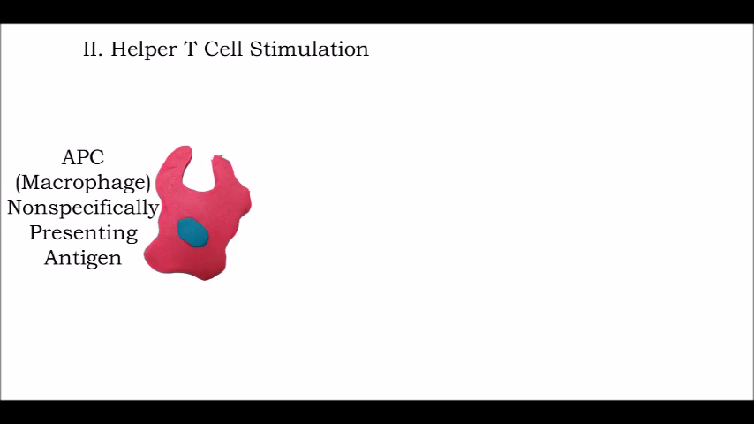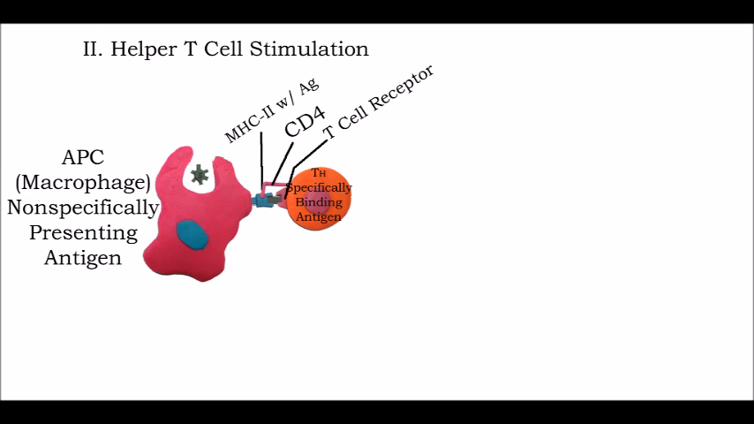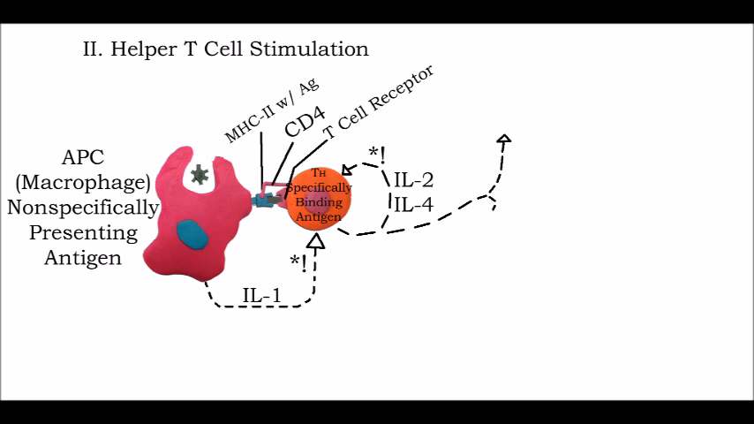Professor Jane Rudolph, Microbiology, final exam, ARQ number 2, helper T-cell stimulation. APC, macrophage, non-specifically presenting antigen with MHC2 with antigen on its surface, presenting to helper T-cell, specifically binding antigen, which has T-cell receptor and CD4. APC releases interleukin-1, which activates helper T-cell to release interleukin-2 and interleukin-4, which activates helper T-cell and stimulates two other pathways.